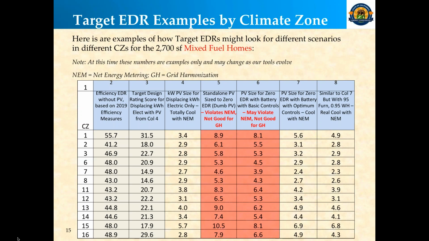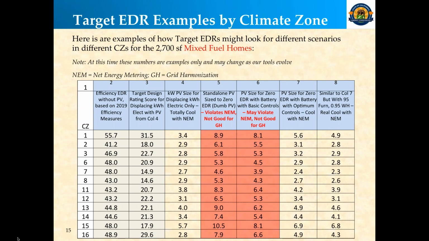All of a sudden, we started realizing you could actually reduce the size of your battery with the smart controls. So your PV size, as you see here, is actually fairly realistic. So you end up with a 5.6 in climate zone 1. You went from an 8.1 down to a 5.6 kW system. So I mean, that's a reasonable size for that climate zone.